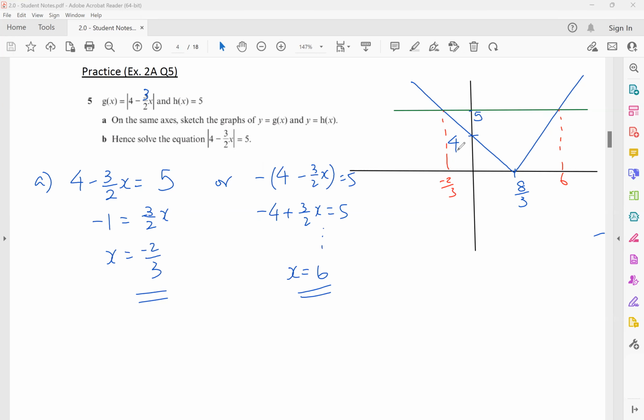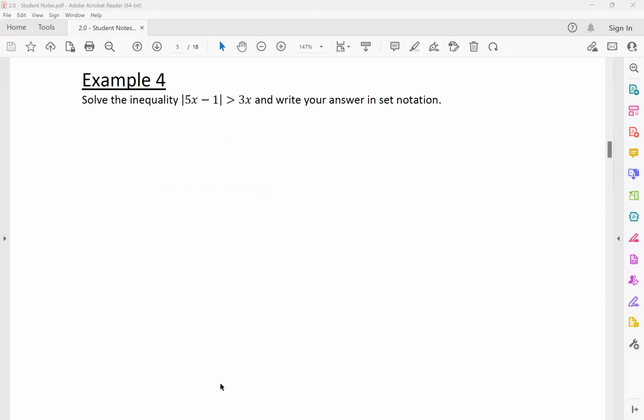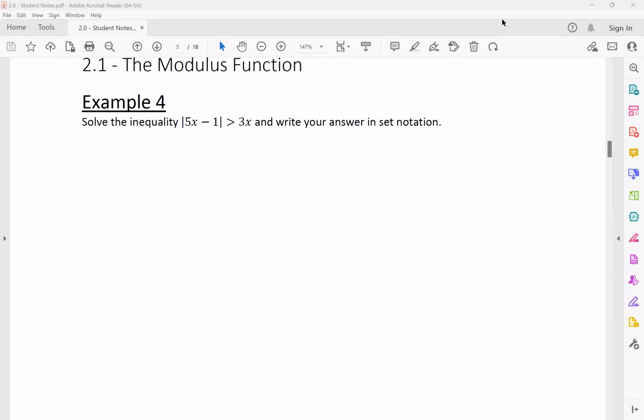All right, and that's the end. Oh, no, not quite yet. One more example. Next page. Sorry about the font size in here. Forgot to change it.